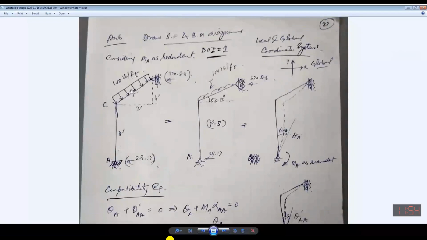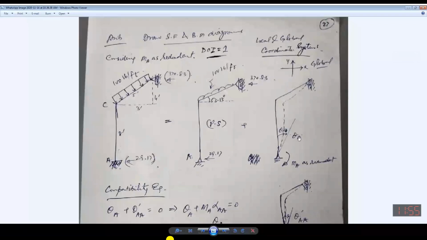Now this is 100 pounds per foot. It is acting along the local axis, perpendicular to the local x-axis, and this is the y-axis. According to the orientation of the individual element, this is the local axis, and this is the global axis. Now it can be subdivided into the primary structure plus the redundant force.